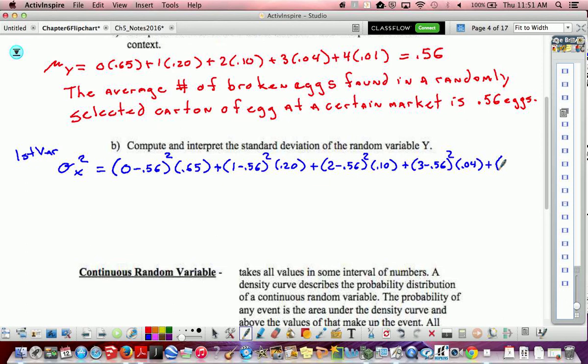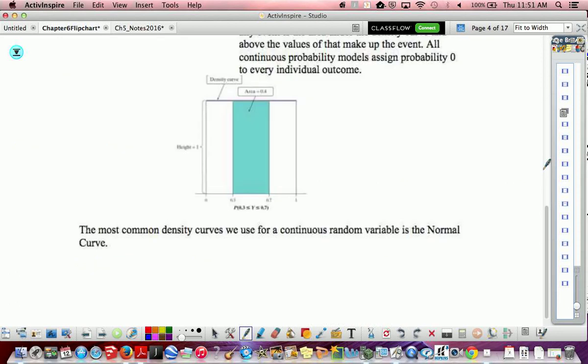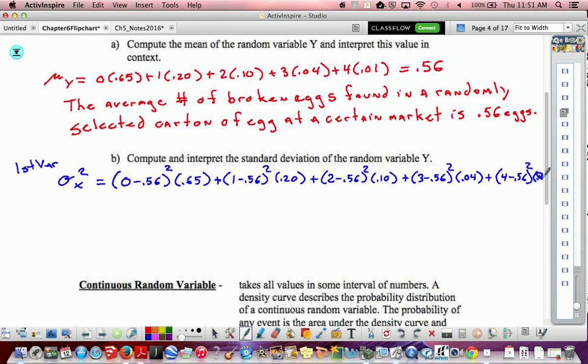Plus 4 minus 0.56 squared times 0.01. I'll let you see what you get for your calculations. I'll peek at my notes to see if you're getting the same value. So I'll check the first one.